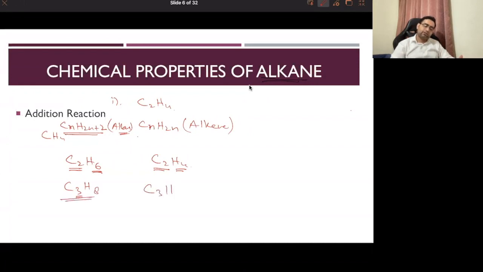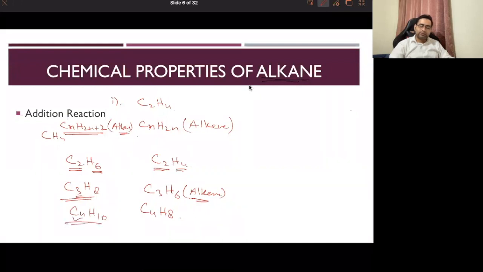This is for alkane. And if there is C3 and H is double the carbon, that is for alkene. So you should keep in mind, if a formula is given to you, you can differentiate which one is for alkane and which one is for alkene. If the carbon number doubles, then plus 2, that is the number of hydrogens, so this is going to be alkane. But if the number of hydrogens is exactly double the carbon, that is for alkene.